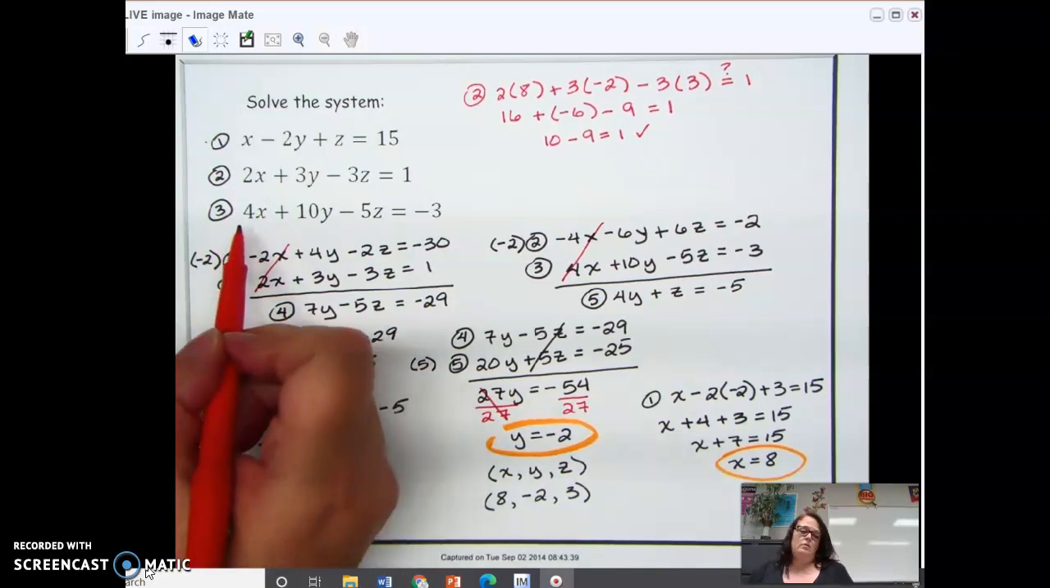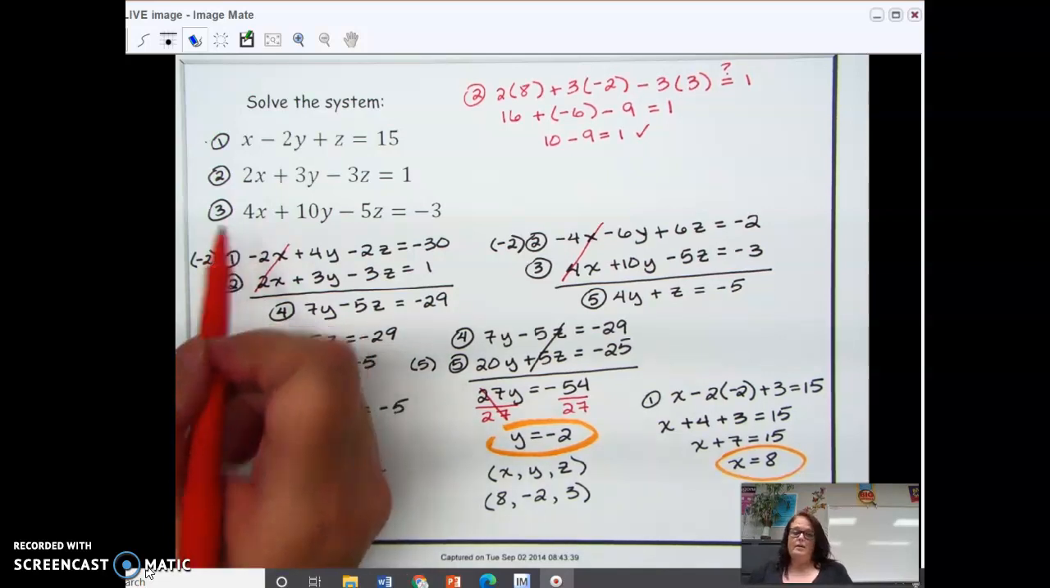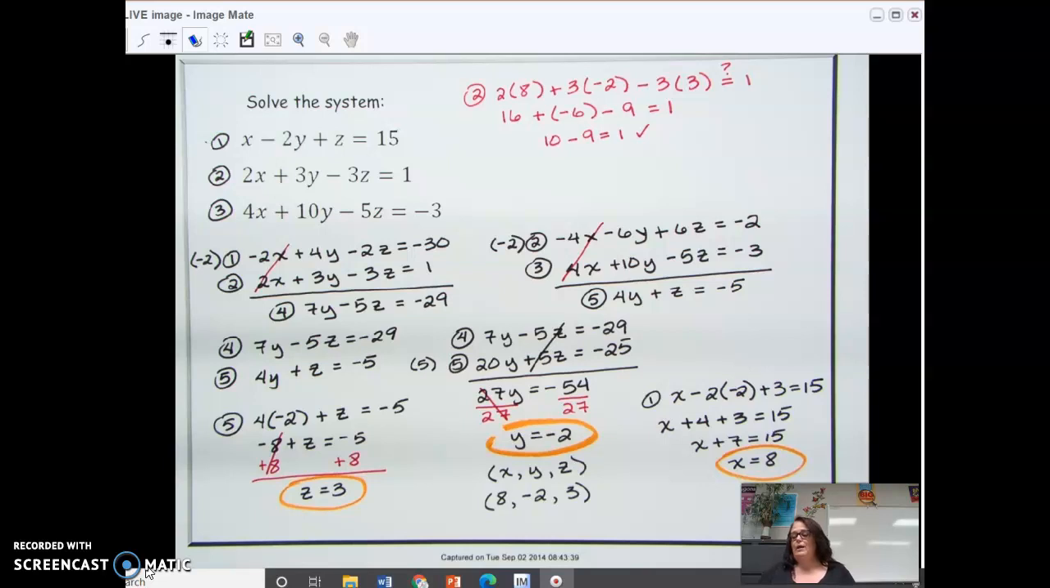And then if you want to, you could always plug it into equation number 3 and double check. So this would be one of those times, if I do ask you to find all 3, you should be able to go back and plug it in and see, did I truly get the answer, or am I crossing my fingers that I have the answer?